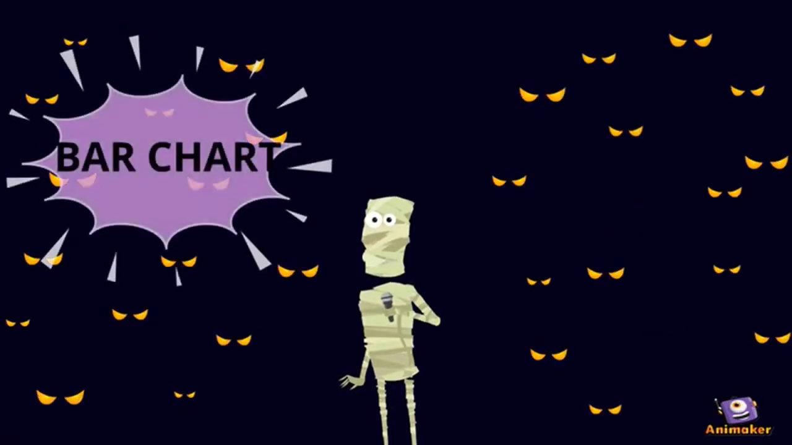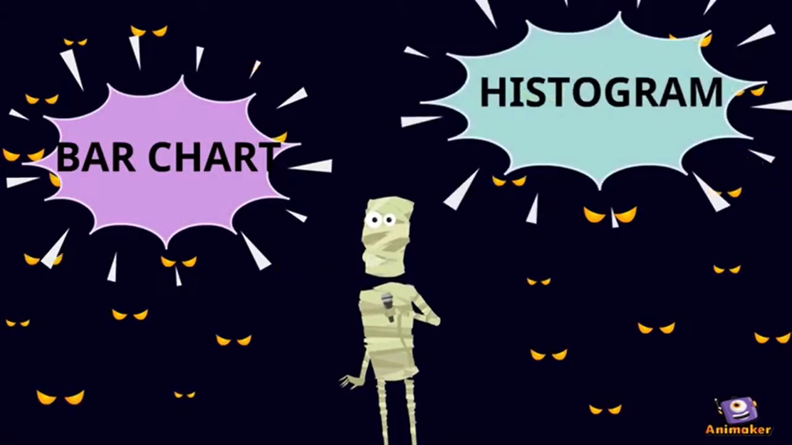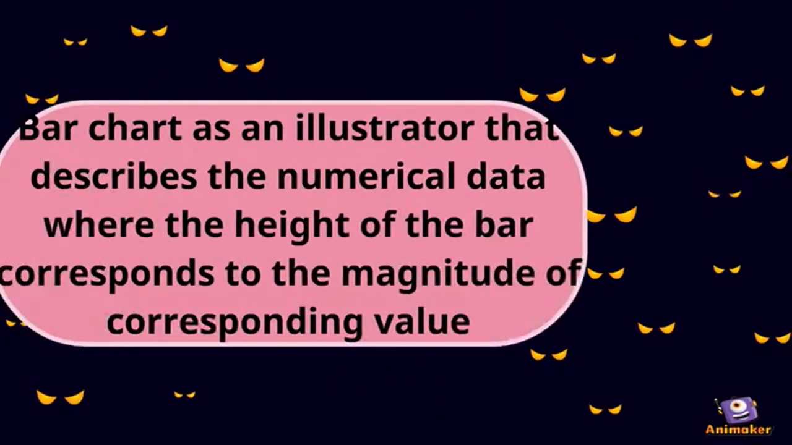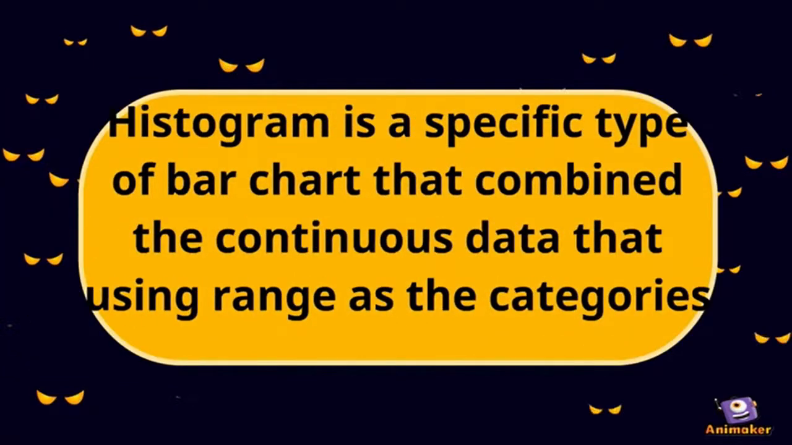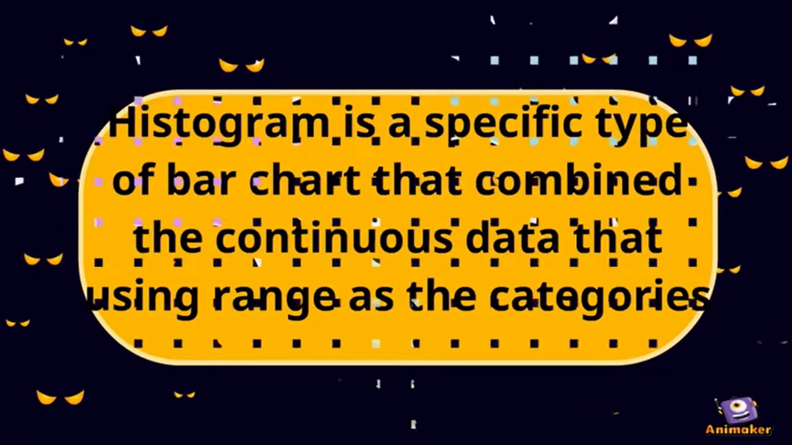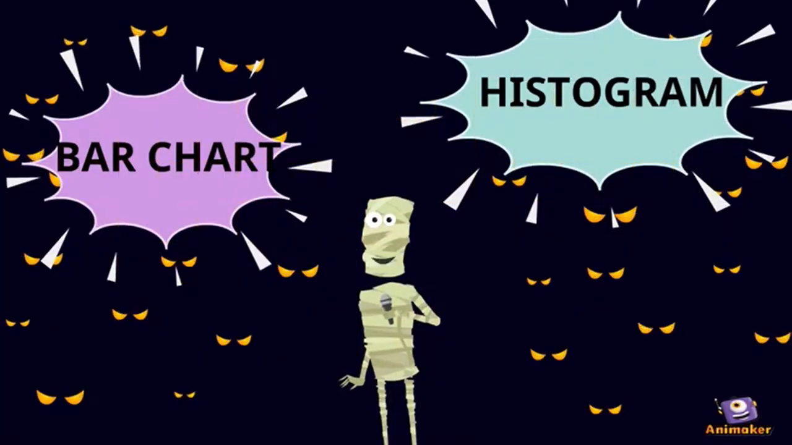The bar chart and histogram. Cooper and Shaw in 2010 describe a bar chart as an illustrator that describes numerical data, where the height of the bar corresponds to the magnitude of the corresponding value. A histogram is a specific type of bar chart that combines continuous data, using ranges as the categories. Bar graphs and histograms are common data displays used to represent statistical data collected.